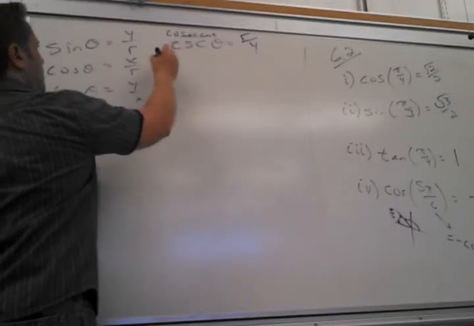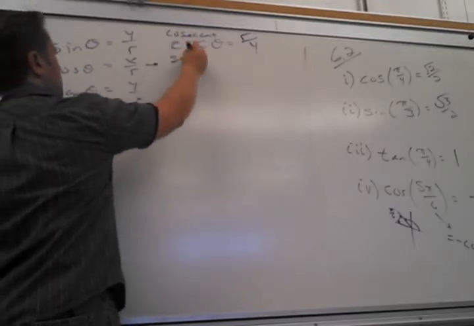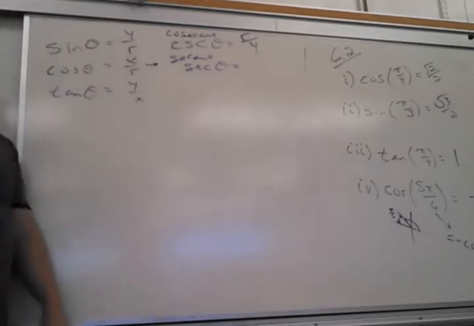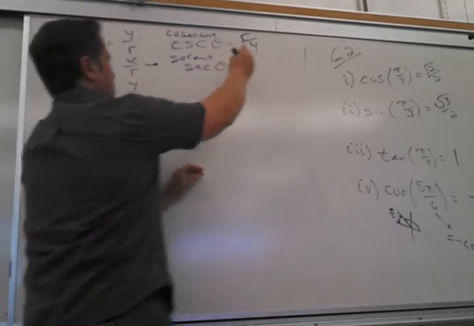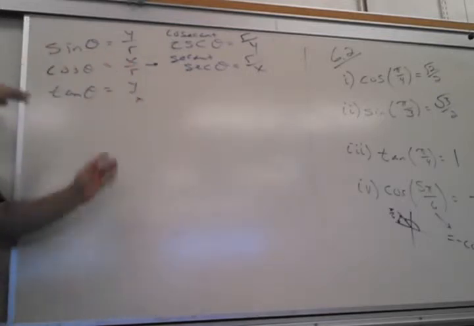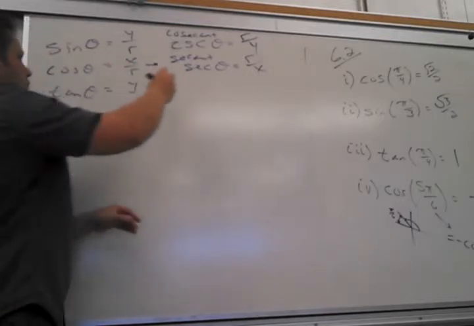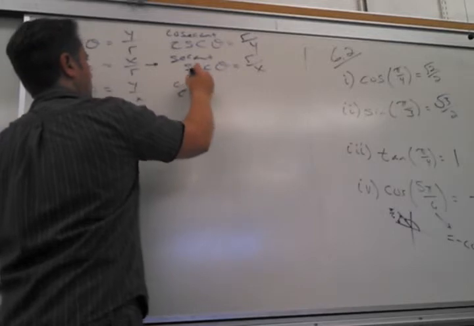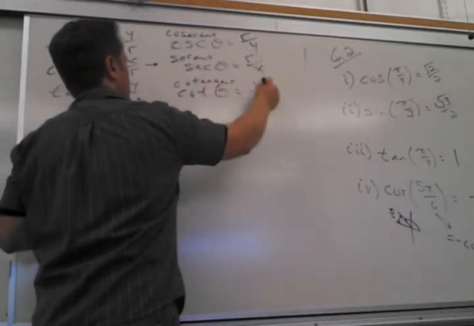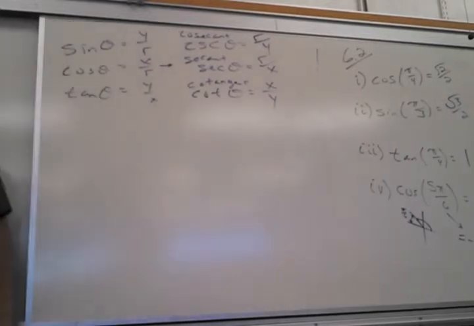So cosine theta, its reciprocal would be secant, S-E-C. That would be r over x, yes. And then the nice one is tangent and cotangent. The cotangent of an angle must be x over y.